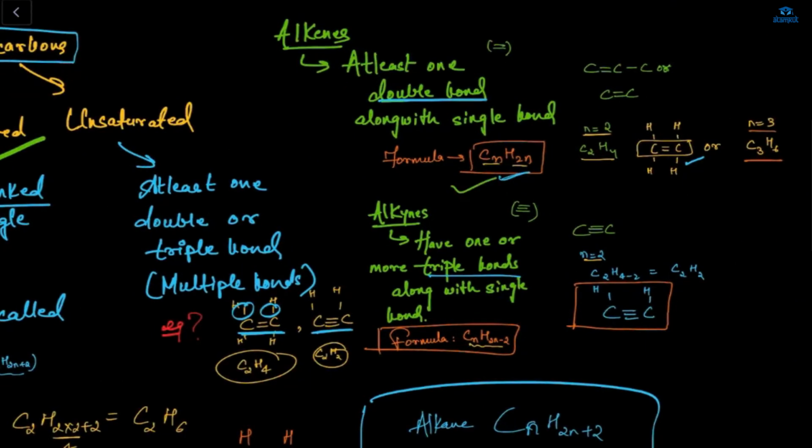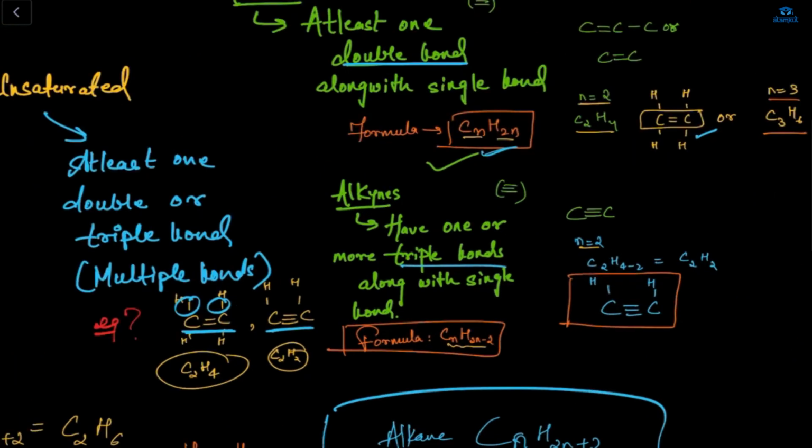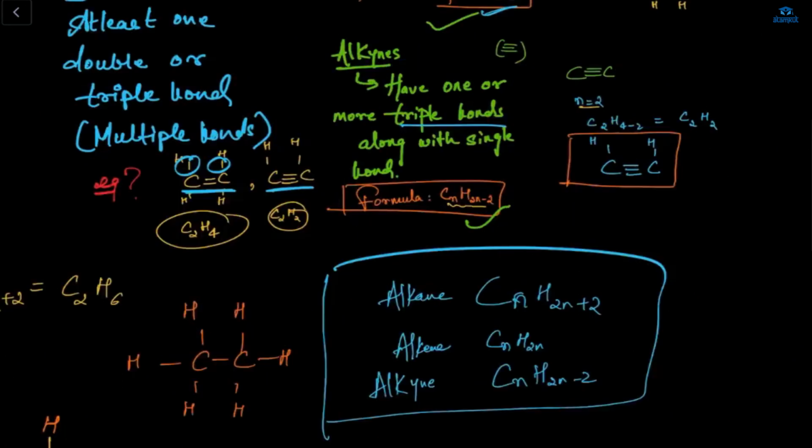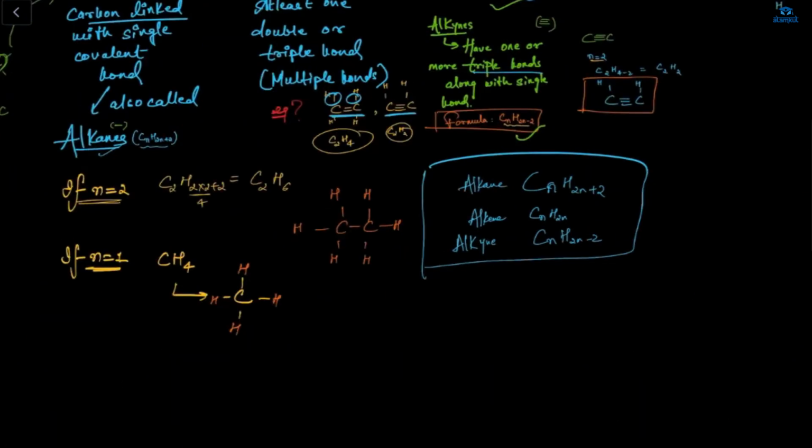This general formula you have to learn, it is very important. In alkynes, one or more triple bonds should be present. So this is the general formula. With the help of the general formula, we can easily put the value of n as much as we want, and we can easily draw a structure.